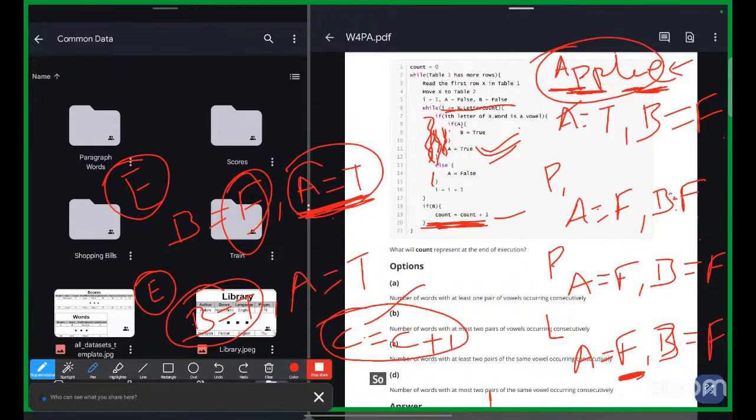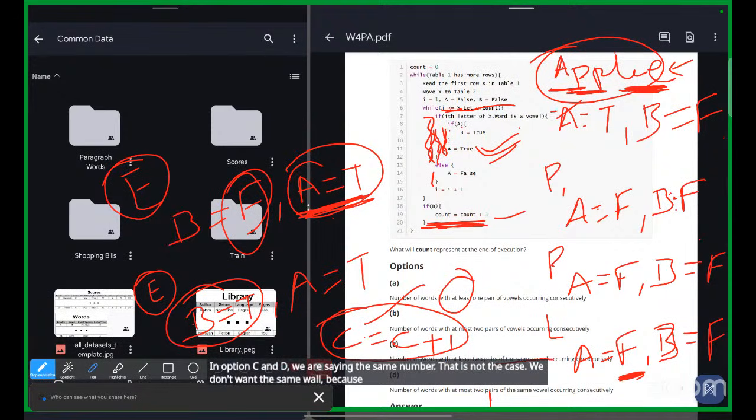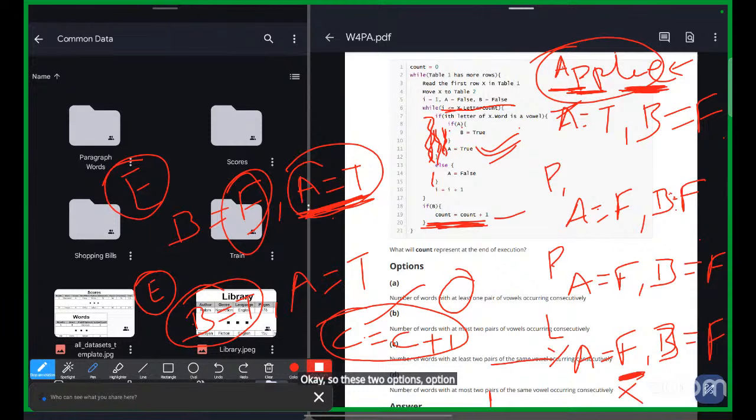So even when we had just a single consecutive pair, we incremented C, right? So because of that, we can go with option A: number of words with at least one pair of vowels occurring consecutively. In option C and D, we are saying the same vowel. That is not the case. We don't want the same vowel because in line number 7, we are just checking whether the letter is a vowel or not. We are not saying it is the same vowel or not. So these two options, D and C, are totally incorrect.